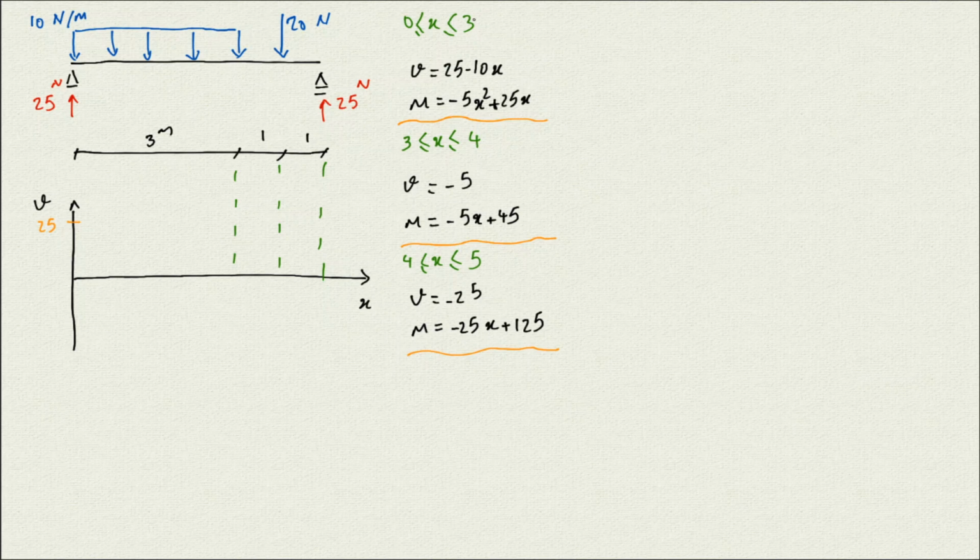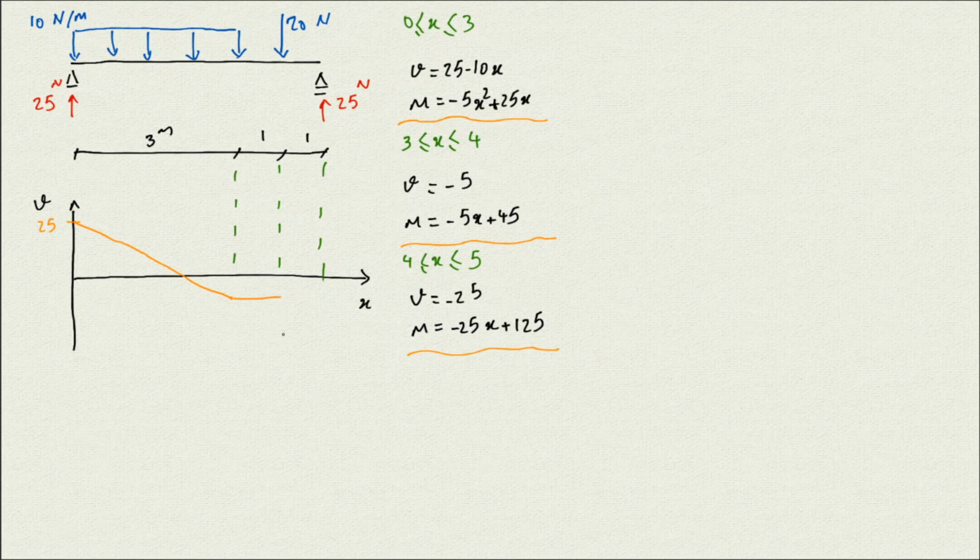And then if I put the 3 here, I'm going to be the 25 minus 30, so it's going to be negative 5. So I'm assuming this is negative 5, and then it's a linear one, so it goes from 25 to negative 5 linearly. And then when it gets to between 3 and 4, we know that the v is constant. It's going to negative 5. So between 3 and 4 is constant, doesn't change. And then between 4 and 5 is also constant, it's negative 25. So it goes down there.